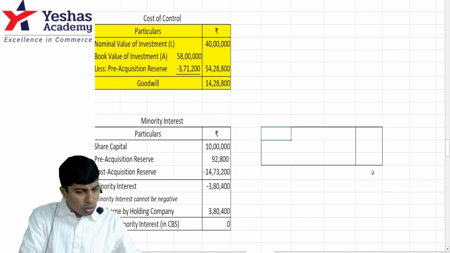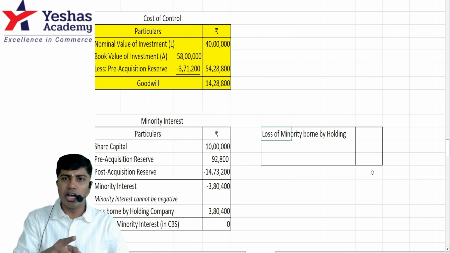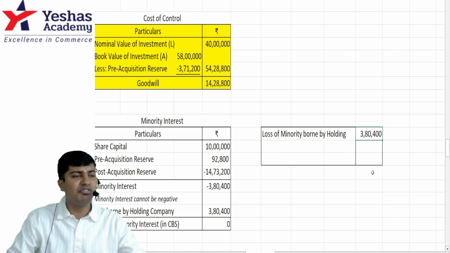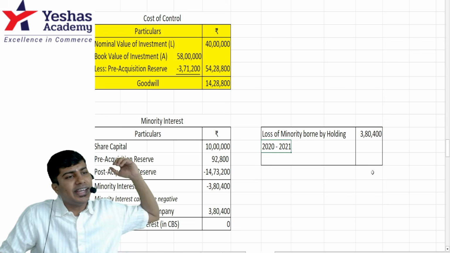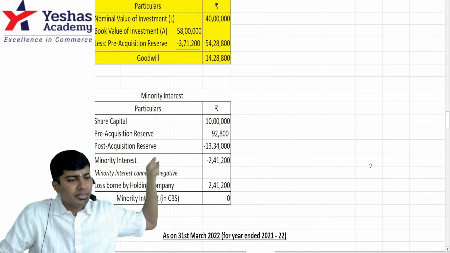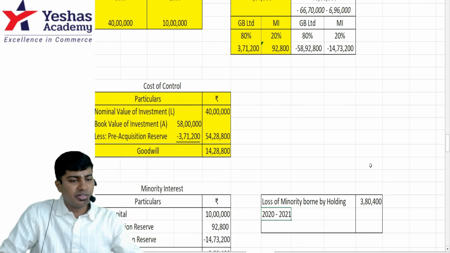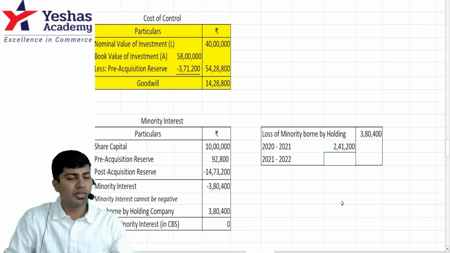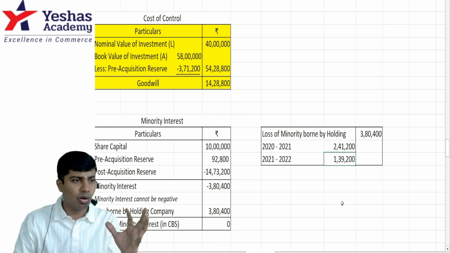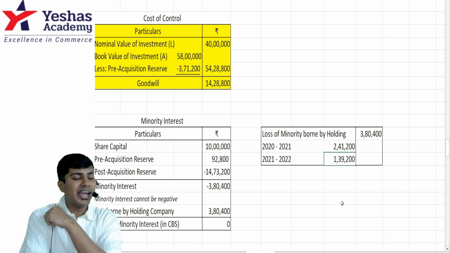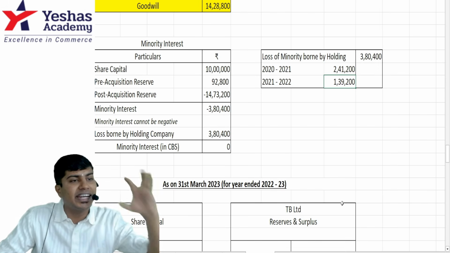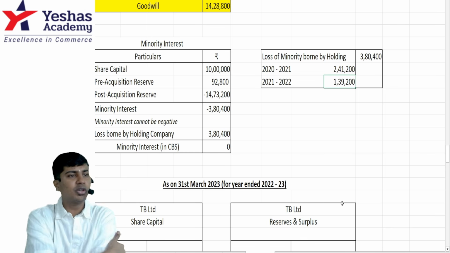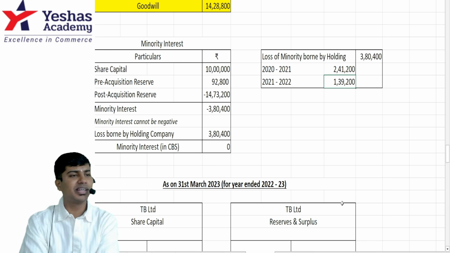So, loss borne by holding company, because minority interest has to be positive, on the balance sheet date is 3,80,400. In this, how much loss was already taken in 2021? Very good. How much is the additional loss actually happening because of 21-22? 139,200. For you to know that 380,400 is only consolidated loss till date, cumulative loss till date, not the loss in the current year. Previous year 241,200 we already booked. This year we do 139,200.